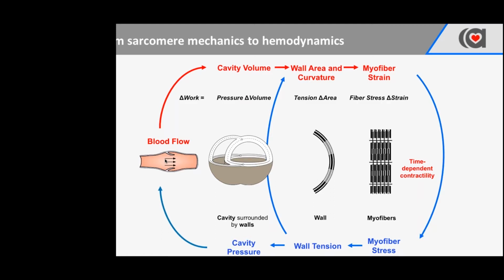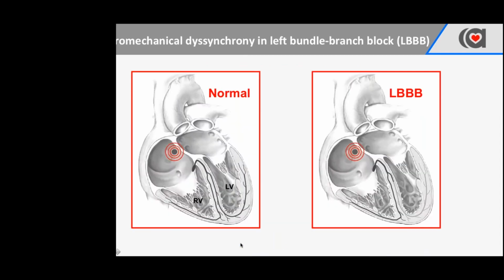Again, importantly, the amount of work remains equal: pressure times the volume change, tension times the area, or the summed work of the fiber stress and fiber strain. And having these constraints, you can calculate it by means of this circular way, from cavity volume towards myofiber strain, myofiber stress towards cavity pressure, and coming back again.